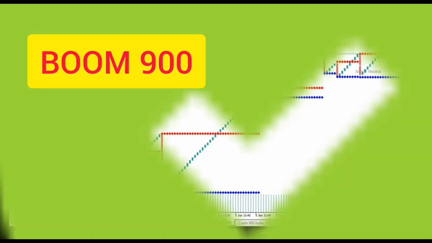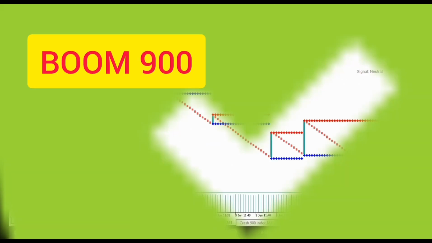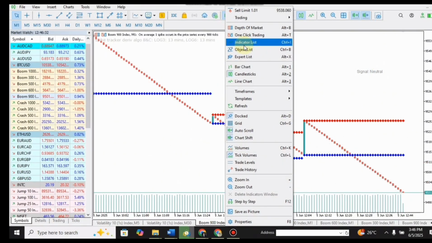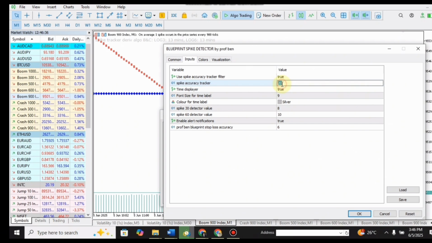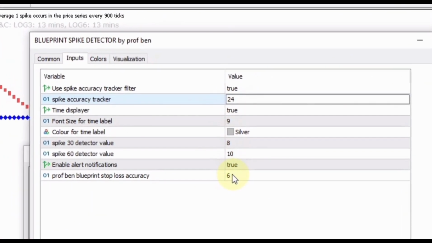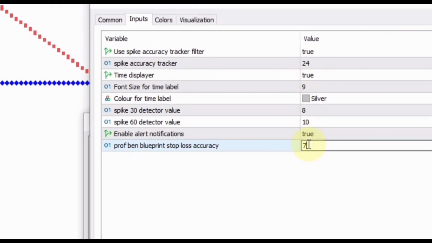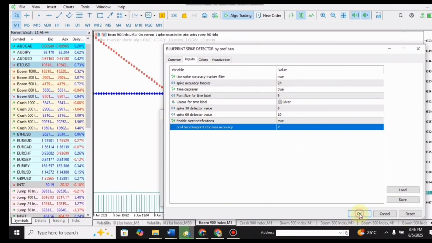And our last market to check into is Boom 900. Boom 900 is also a new market, and you can actually backtest and see that. And the correct settings with the spike detector is you set value to 24 and the stop loss to 7. And with the maximum stop loss of 18.